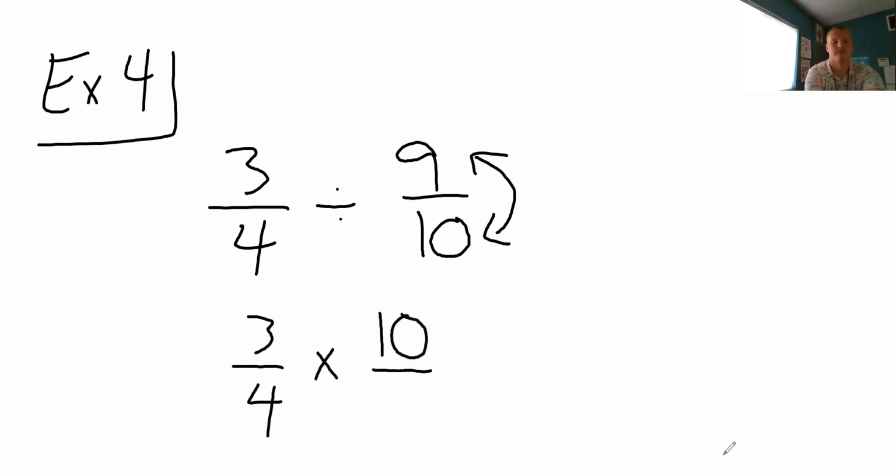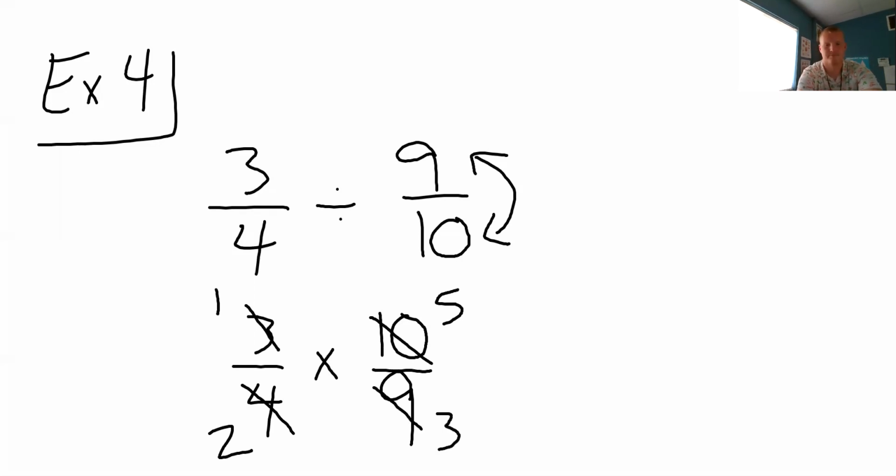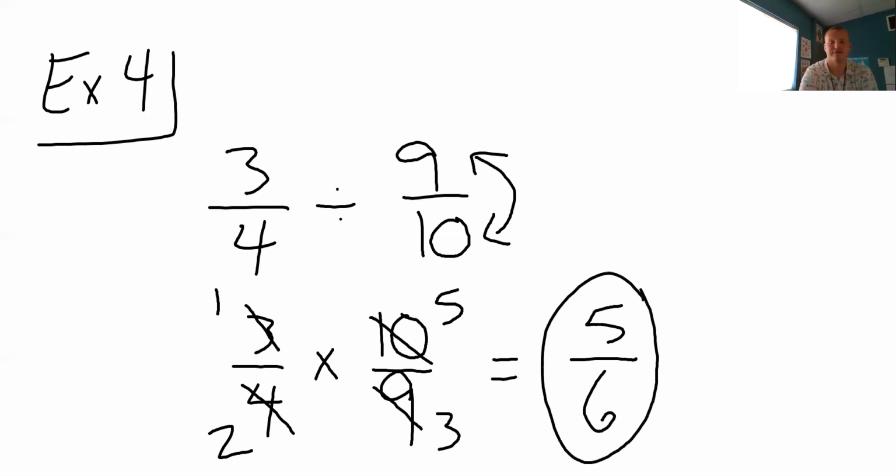So I have 3 over 4 times 10 over 9. Good. Perfect. So then I could multiply straight across from there. So I would have 1 times 5, which would be 5. And then I would have 2 times 3, which would be 6. So I have 5 over 6 again for my answer.